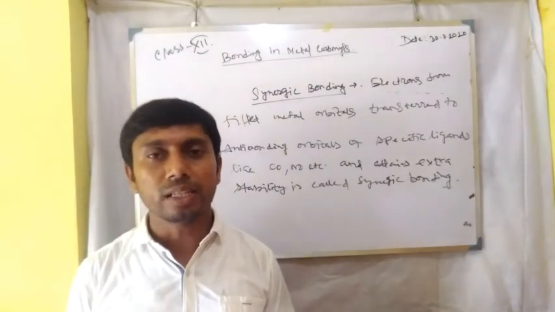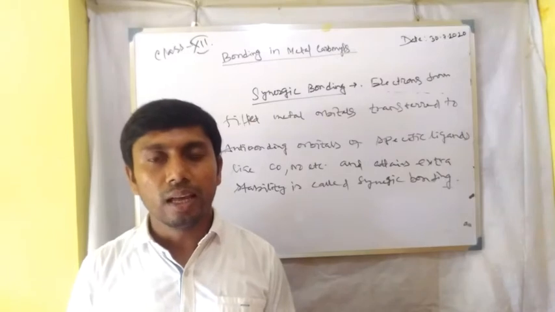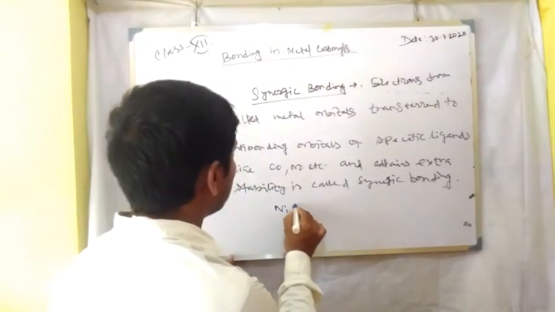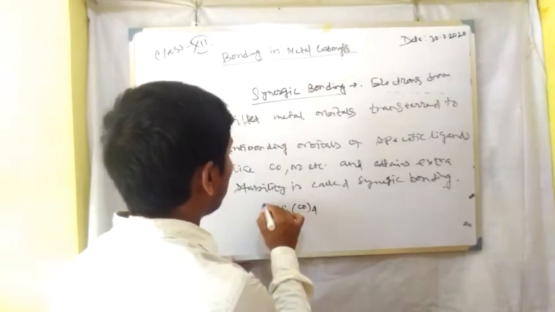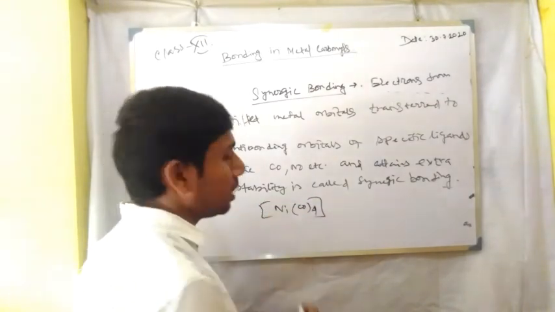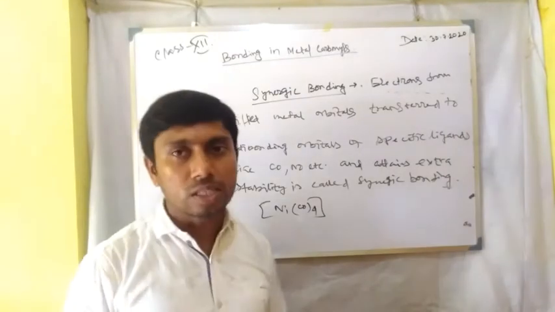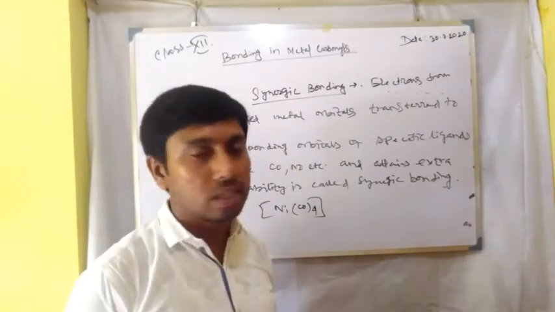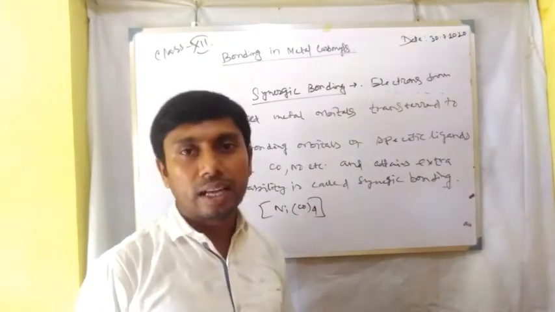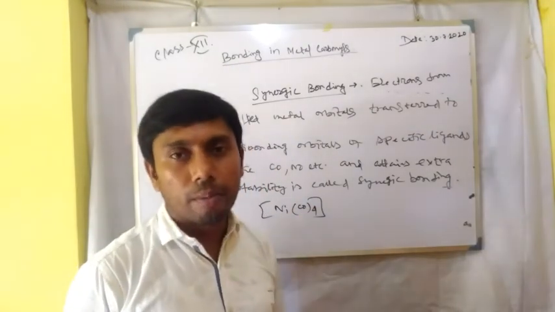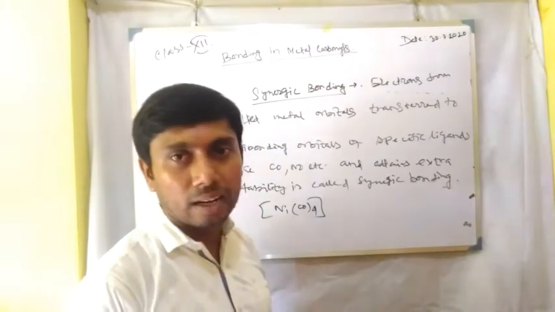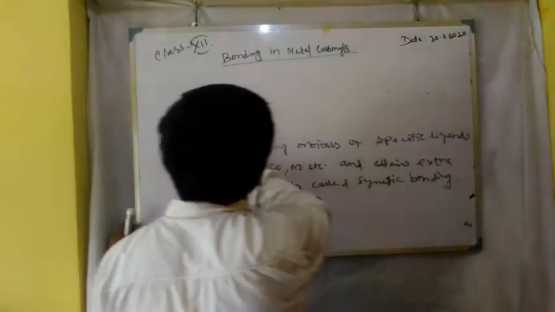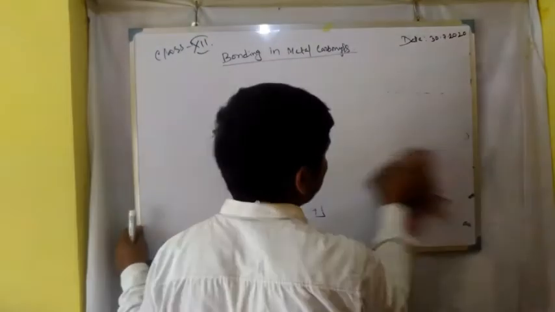For example, nickel tetracarbonyl, here Ni(CO)4. So the oxidation state of nickel is 0 here, because carbon monoxide is a neutral ligand. It cannot stabilize the charge of the central metal. It can only take the position of a ligand. Okay. So I hope you have understood what synergic bonding is.